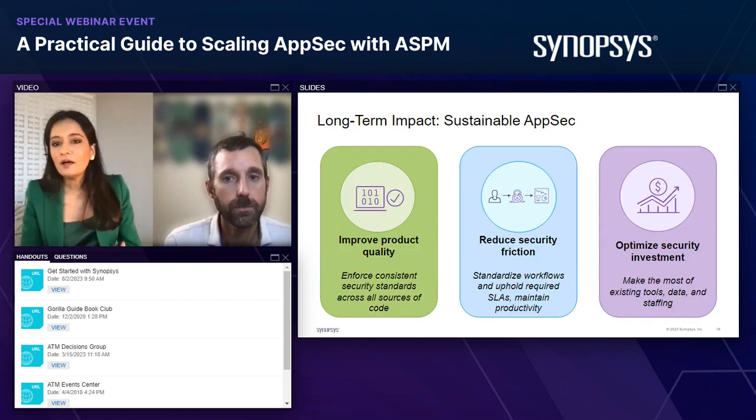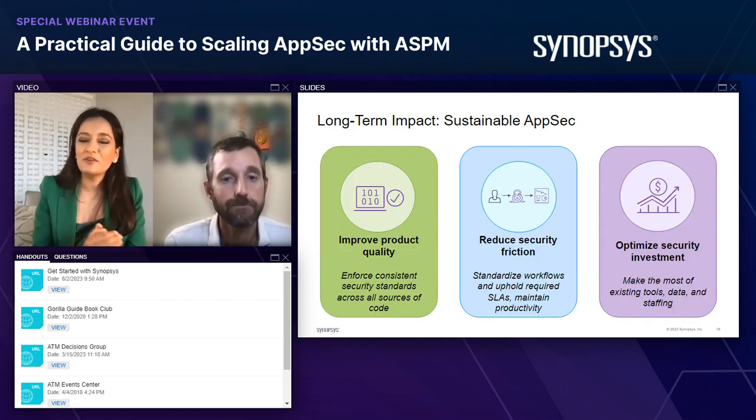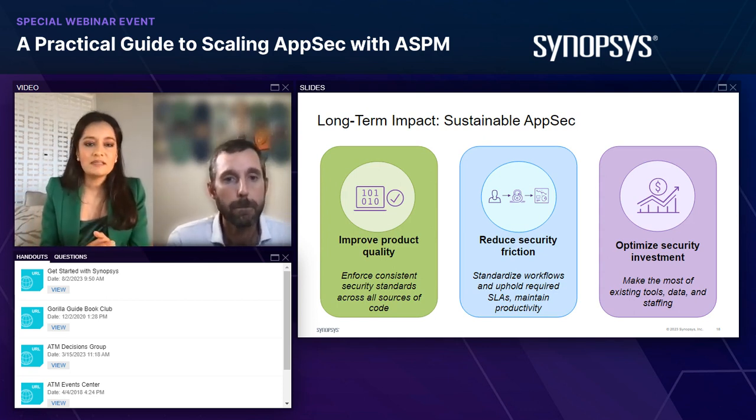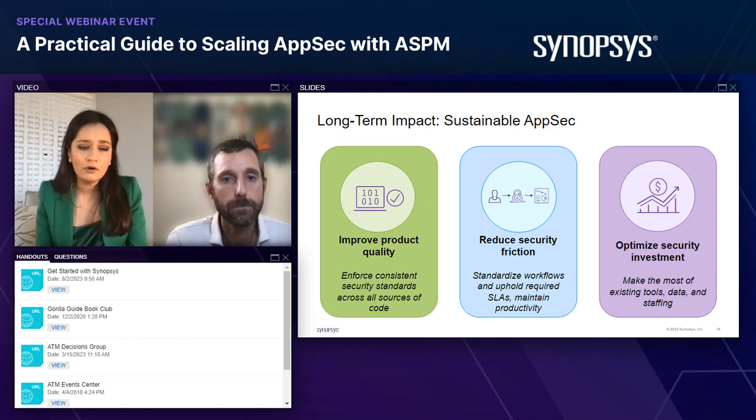So to quickly wrap up, I want to give us some time to also answer everybody's questions. What in the long term is the importance of an ASPM approach, and why is the industry taking to this as a way to tackle sustainable AppSec? There are three parts of the benefits from the perspective of making your application security program work for you.